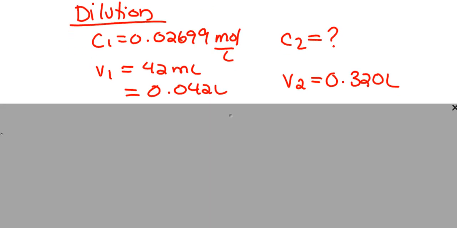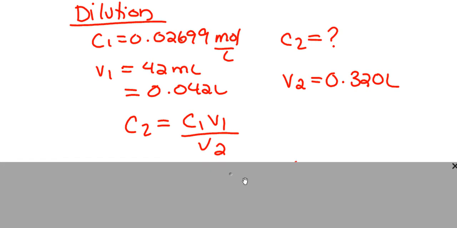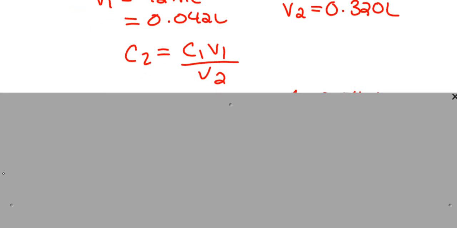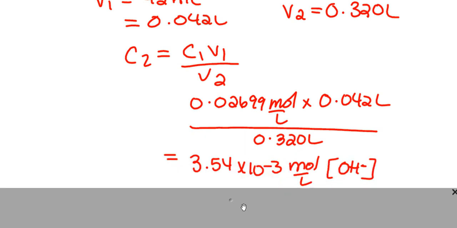So when we take a look at our dilution formula and plug in the numbers, this is our formula rearranged: C2 equals C1V1 over V2. I'm going to plug in those values from up above. And I should get 3.54 times 10 to the negative 3 moles per liter of hydroxide ions. This was step 2, part 2.